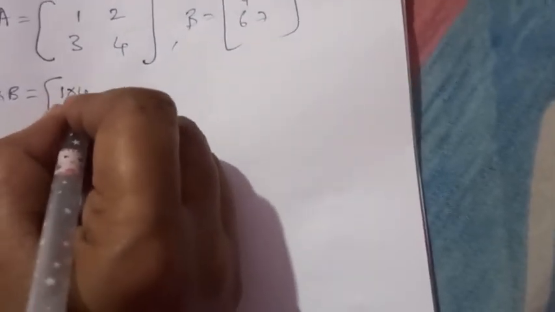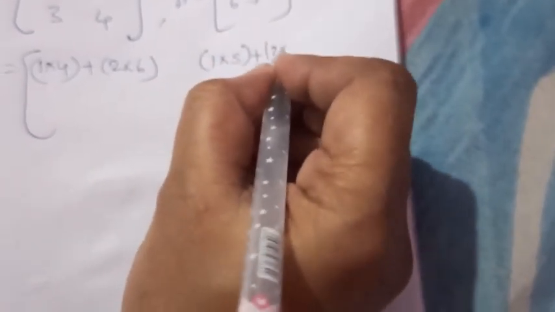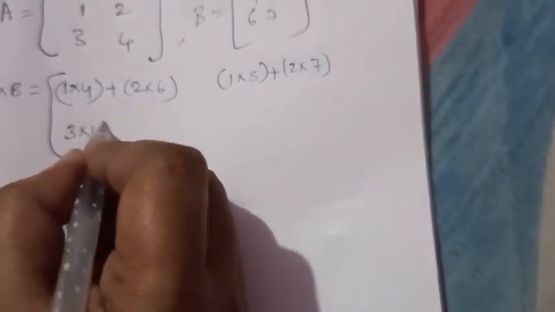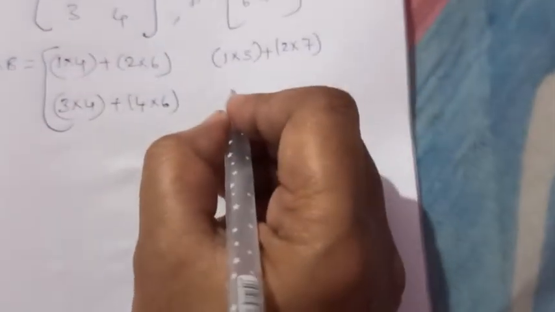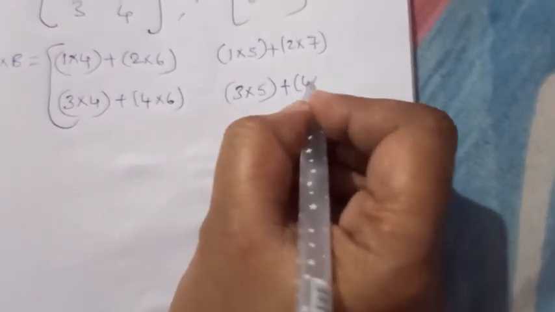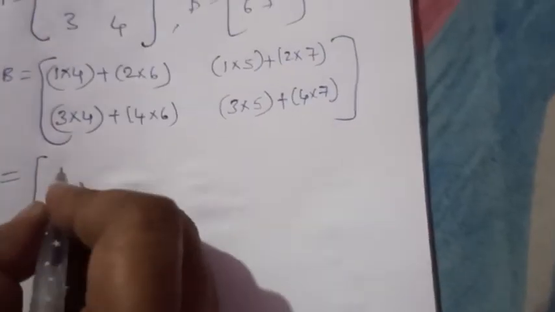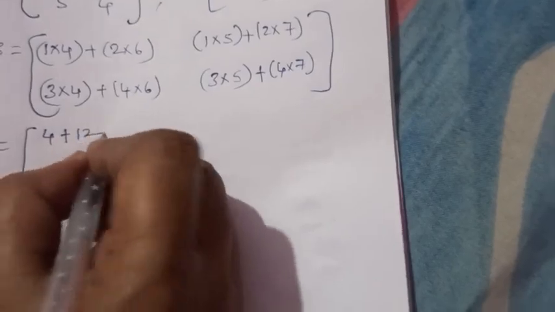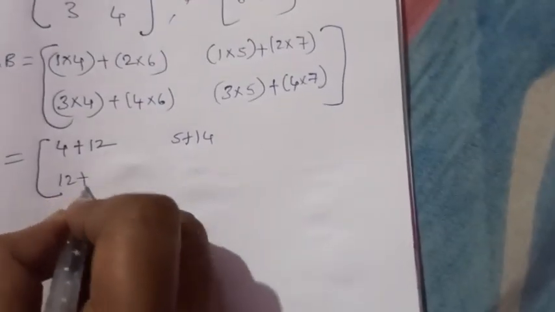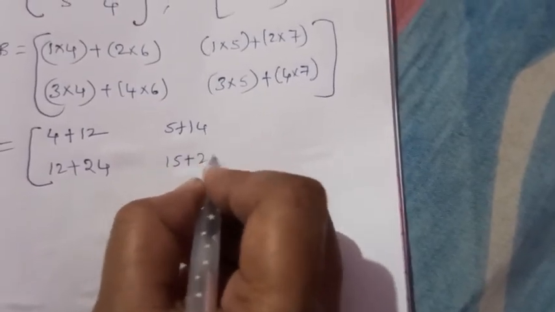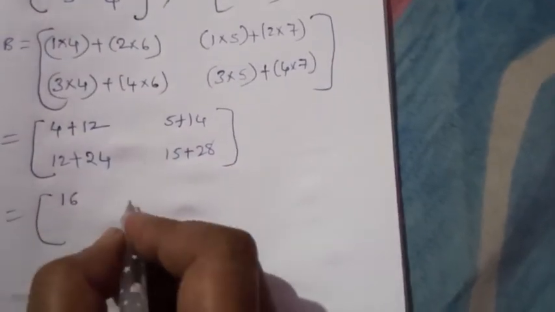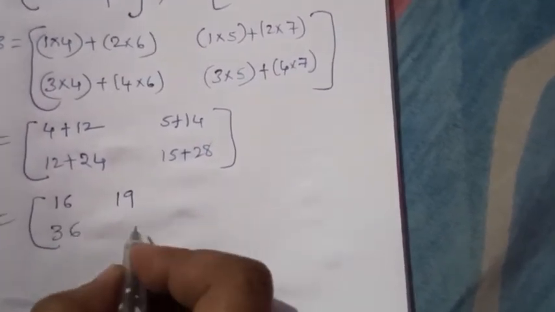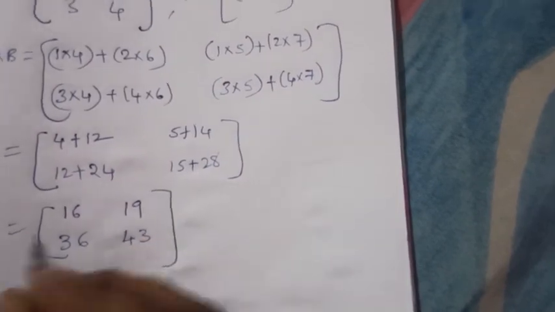7]] I am taking. Then A into B is equal to: first row, first column 1 into 4 plus 2 into 6, 1 into 5 plus 2 into 7, then 3 into 4 plus 4 into 6, and 3 into 5 plus 4 into 7. Then 4 plus 12, 5 plus 14, 12 plus 24, 15 plus 28, which is equal to [[16,19],[36,43]]. Here we got like this.